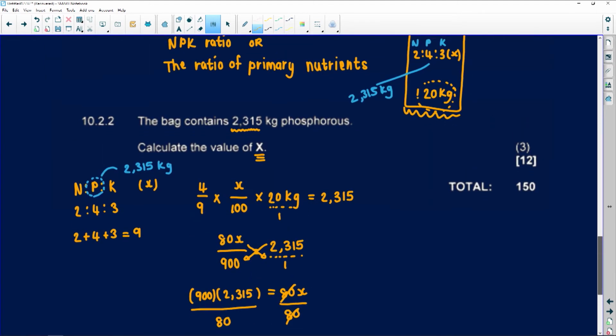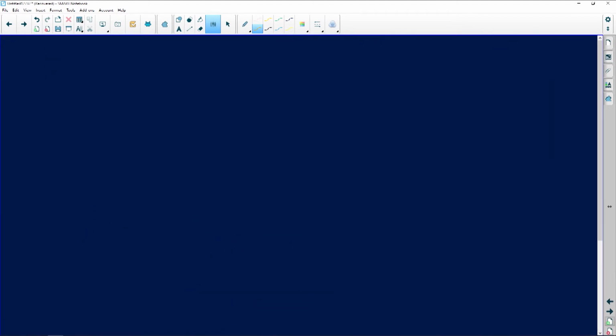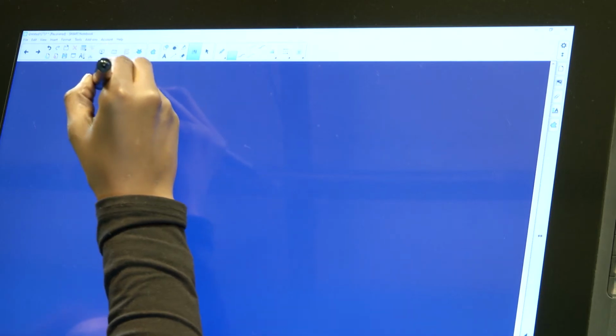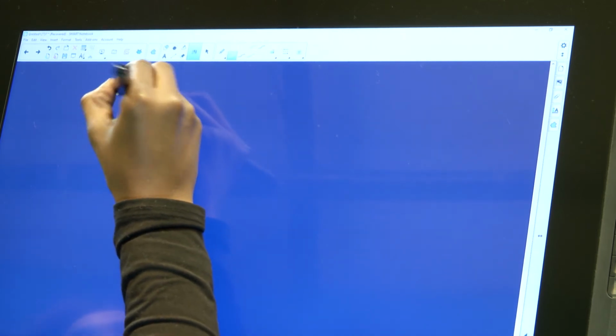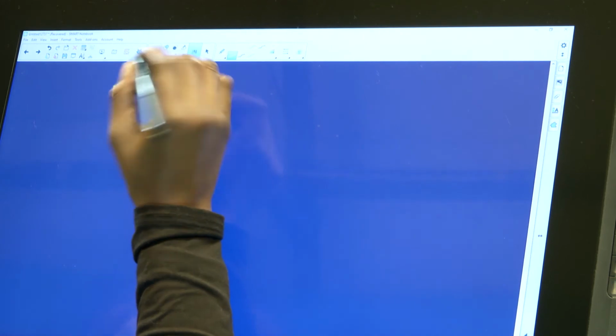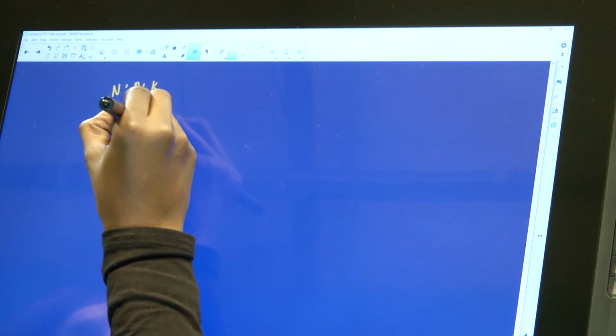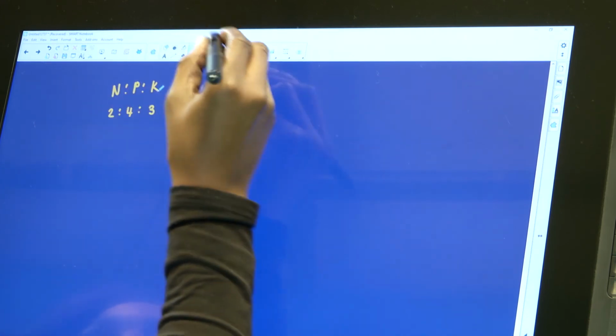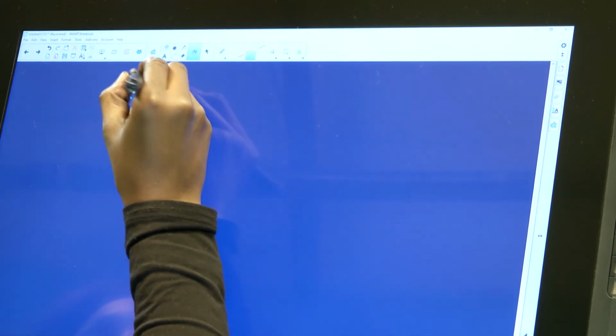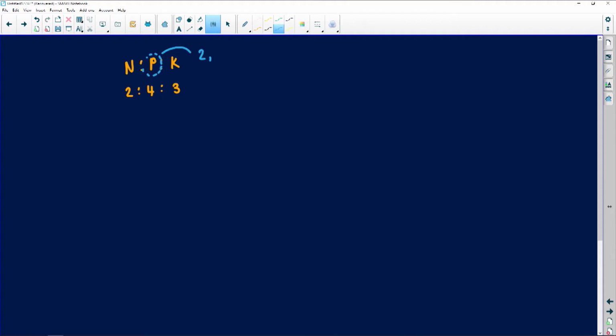So that's the first way that we could have worked out this problem. I just want us to find another way that we could have worked it out. So remember, again, I've got the ratio NPK. Now, you could have chosen any one. I've got a ratio of 2:4:3. And I know that most of my information was given for the P, and I was told in the 20 kilogram bag, I've got 2,315 kilograms of phosphorus. Now, I'm looking for the mass of phosphorus, and I'm given 2,315 kilograms, right? That is the mass.